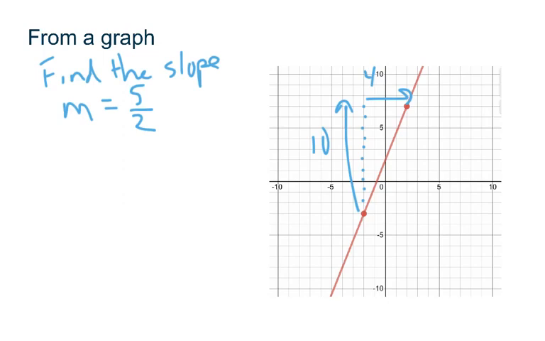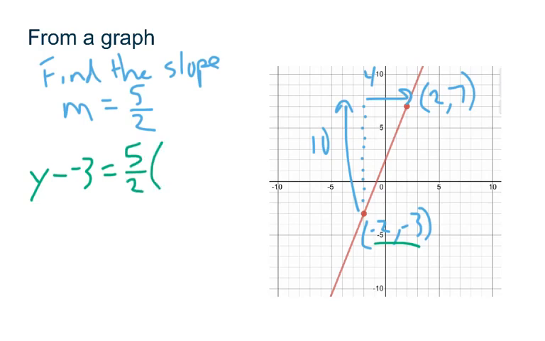Awesome. So I now have two options, and I'm going to show you both. We can write in this point, which is negative 2, negative 3, or this point, which is 2, 7. So I'll go with this point first. I'll go y minus negative 3 is equal to my slope 5 over 2 times the quantity x minus negative 2. I like to write it in like that so that I take my time to make sure I'm going to enter it in correctly.